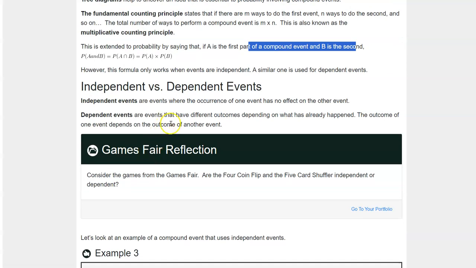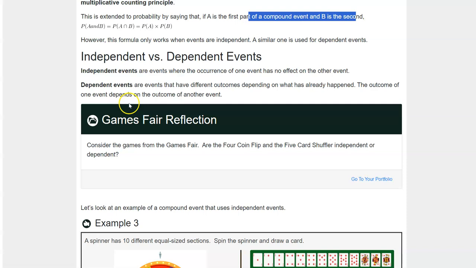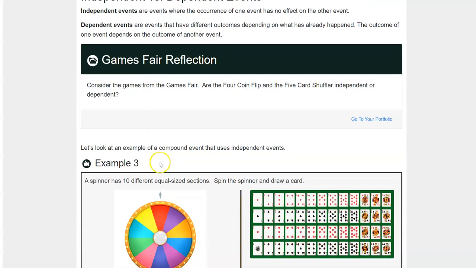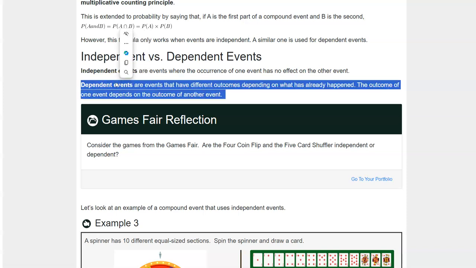Independent events are events where the occurrence of one event has no effect on the other. Dependent does. Okay? So we have independent events and dependent events. In your head, you can think right now, are there things that if something happens, does that affect the chance of the next thing happening? So that would be called a dependent event. The second result depends on the first result. After the first thing happens, it's a whole new ballgame.